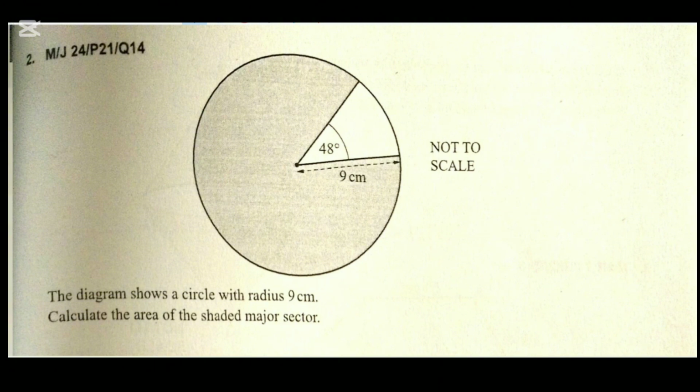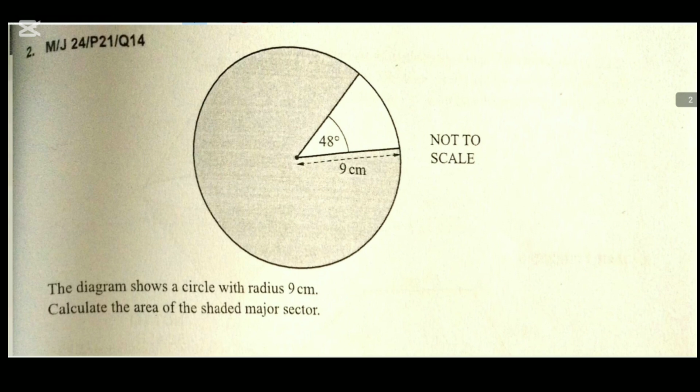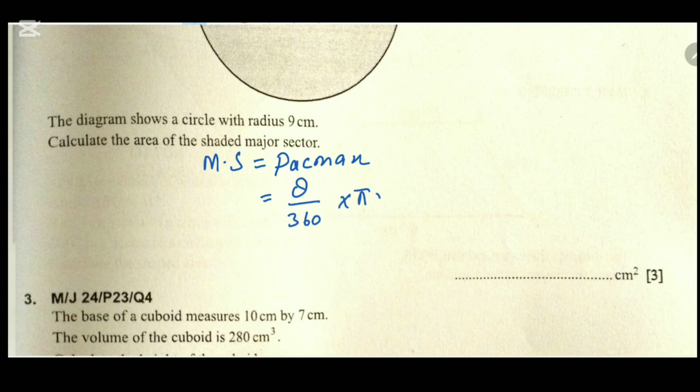Next question is, the diagram shows a circle with radius 9 cm. Calculate the area of the shaded major sector. So how we have to solve it? Major segment is a Pac-Man. So what we have to do? Major segment is equal to Pac-Man. So what is the formula of Pac-Man? Theta over 360 into pi r square.